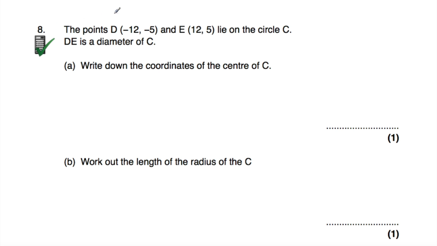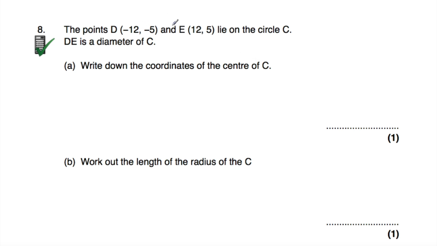Question number 8 says the points D, which has coordinates -12, -5, and E, the point with coordinates 12, 5, lie on the circle C. And DE is the diameter of C. So that's on one side of the circle, and that's on the other side of the circle. Part A says write down the coordinates of the centre C. So we want to write down the coordinates of the centre of the circle.